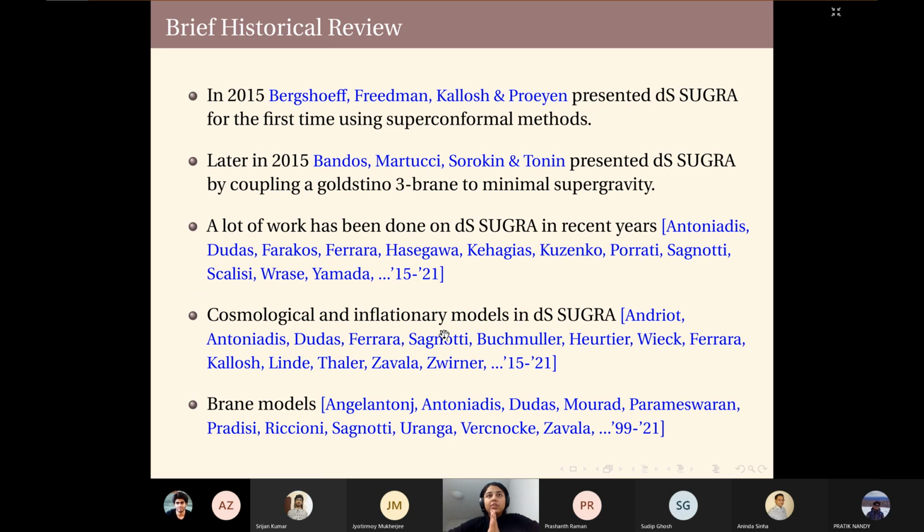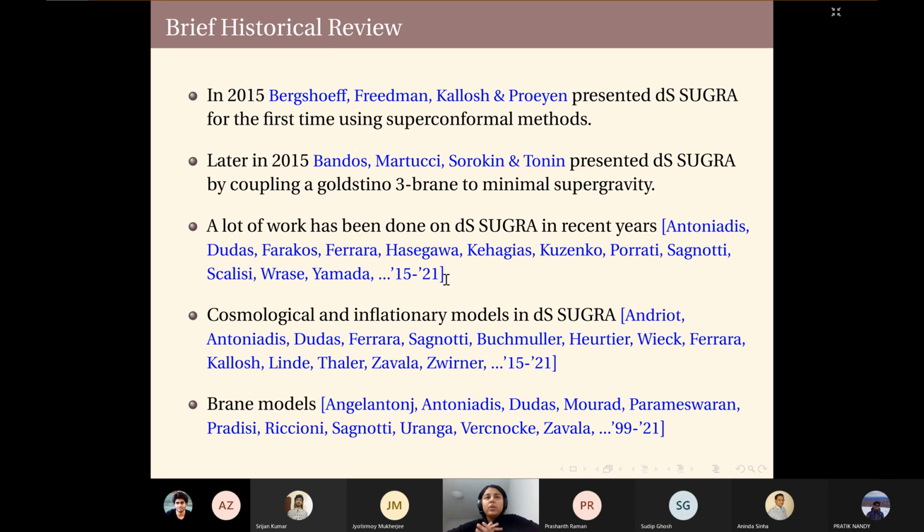Here I'll give a brief historical review first. Pure dS supergravity was constructed for the first time in 2015 by Bergshoeff, Freedman, Kallosh, and Van Proeyen. They did it using nilpotent superfields and superconformal methods. Soon after, later in the same year, another group of people in Padua, Pandos, Martucci, Sorokin, and Tonin, also gave a pure dS action, but their method was quite different. What they did was take something known as a Goldstino 3-brane, and they coupled it minimally to supergravity. Now, these people used Weyl spinors, whereas those people used Majorana spinors. I'll come back later to why I'm saying this.